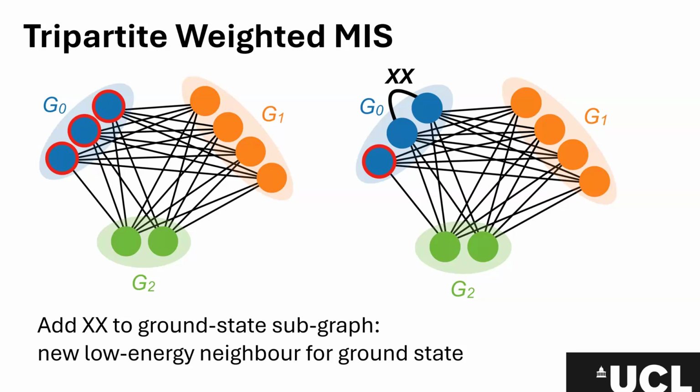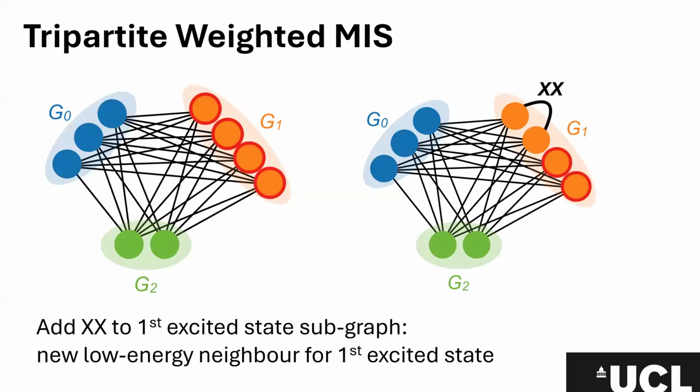So we can apply the XX coupling in the ground state, or we can apply it to the first excited state. And again, if we apply it here, we will add new low energy couplings to states for the first excited state. This will have a different effect, as we'll see. And again, what Natasha has done is attach this XX interaction between all pairs within that G1 subset.